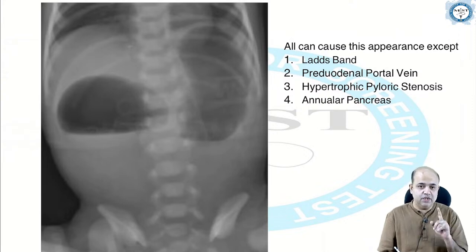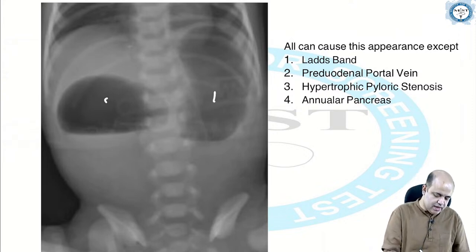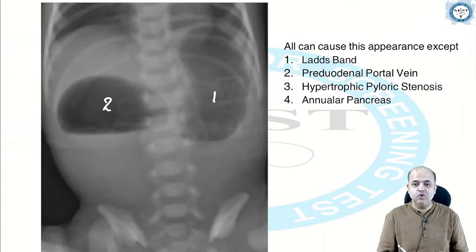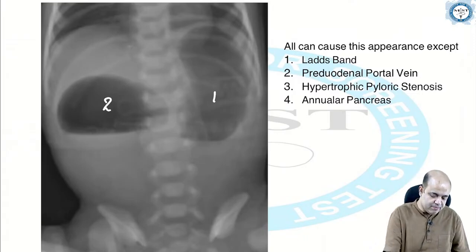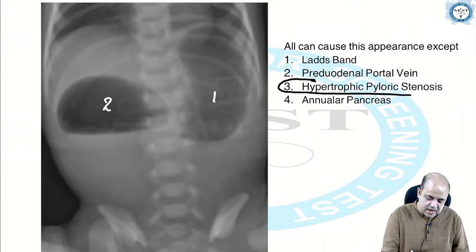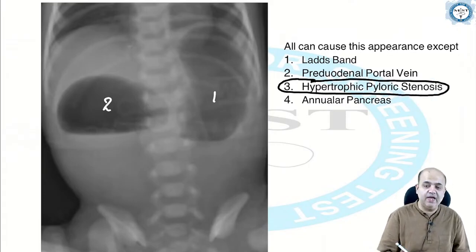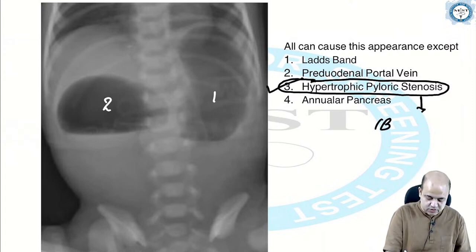Just see this question. How many bubbles are there? 1 and 2. So it is a double bubble. So all of the following are the causes of this appearance except. Even if we do not know about the other options, we'll try and figure out what the abnormality is. We know that hypertrophic pyloric stenosis has a single bubble. So the correct answer would be hypertrophic pyloric stenosis, 1 bubble.